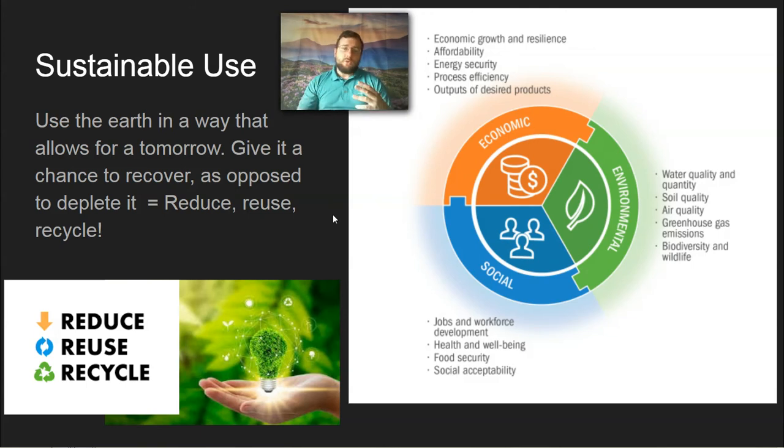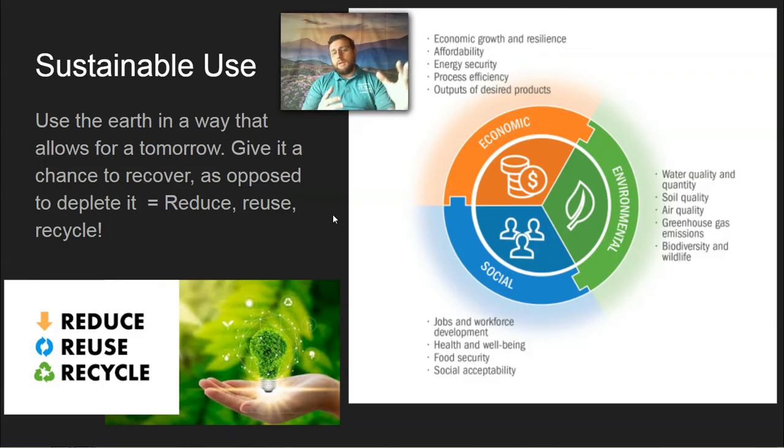So there's also economic issues, though. Do we keep growing our economy? Do we keep a resilient economy? Do we keep things affordable? Do we give enough energy for everybody? How do we actually make enough luxuries and things that people want to have, of desired products? How do we balance all of that?